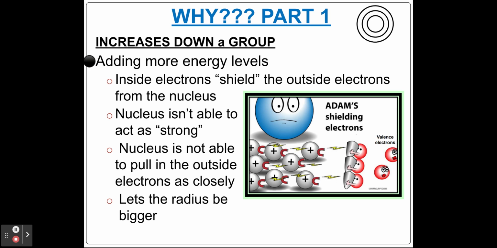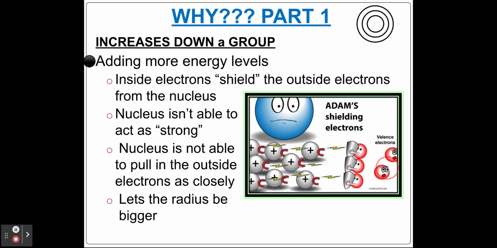Well, the inside electrons are shielding the outside electrons from the nucleus. So you can kind of think of the negative charge of the inside core electrons as canceling out some of the protons in the nucleus. So you could think of it as a one-to-one. Every one electron on the inside is canceling out some of the charge in the nucleus. So it's a one-to-one, but not quite. But you could think of it as a one-to-one. So the nucleus isn't able to act as strongly on the outside valence electrons.